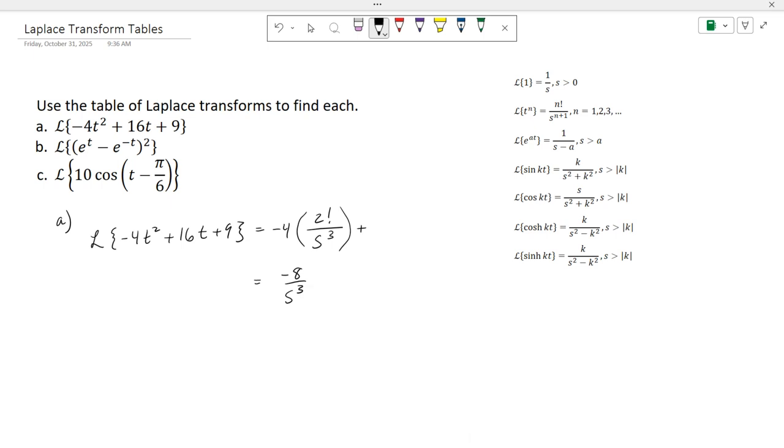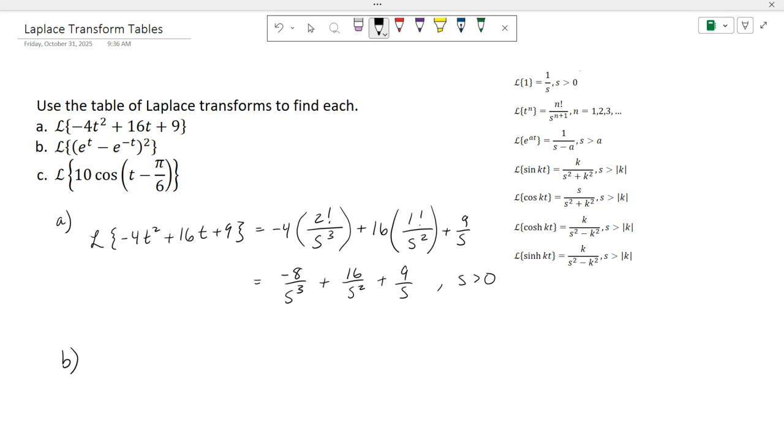And then I moved on to the second one. In this case, I'm going to use the same formula, only now n is 1. So this is going to be 16 times 1 factorial over s to the 1 plus 1, or s squared. And then the last one is a constant, so I'll use the top formula for that. The Laplace of 1 is 1 over s, so this is going to be plus 9 over s. And so finishing this off, 1 factorial is 1, so this is 16 over s squared for the second term, plus 9 over s. And this is true for when s is greater than 0.